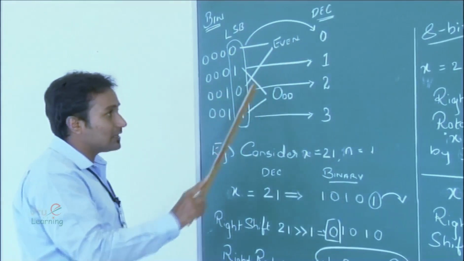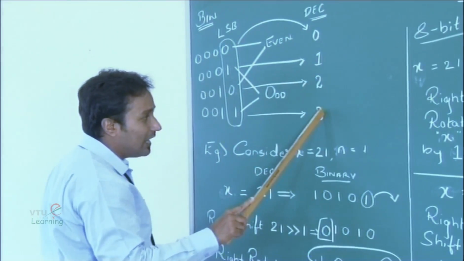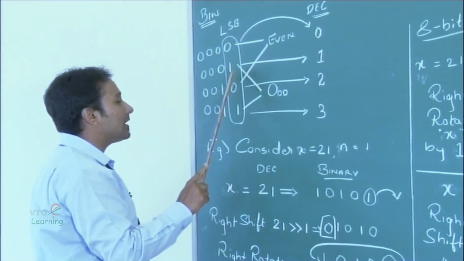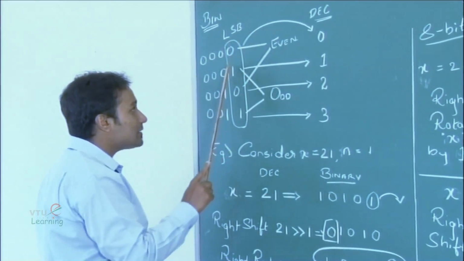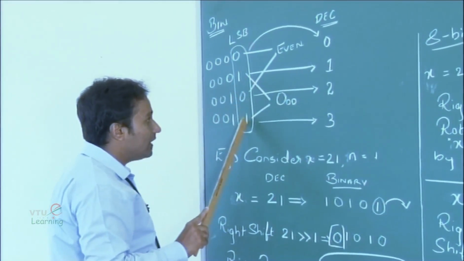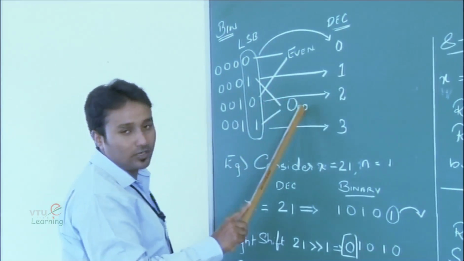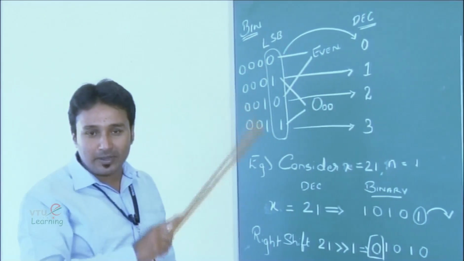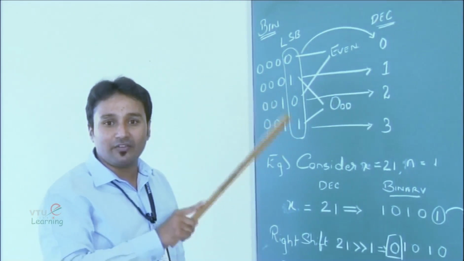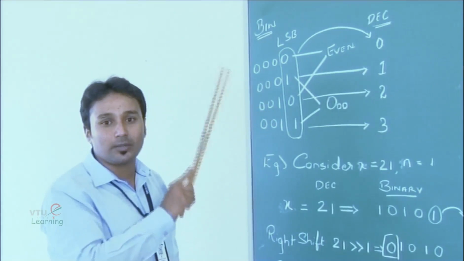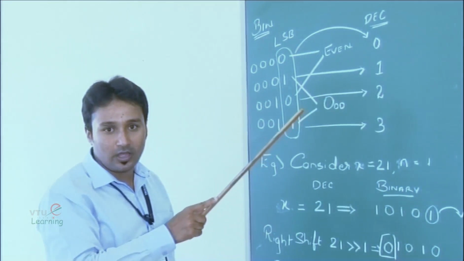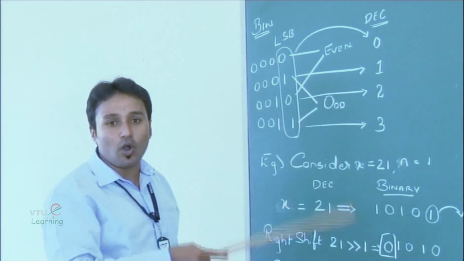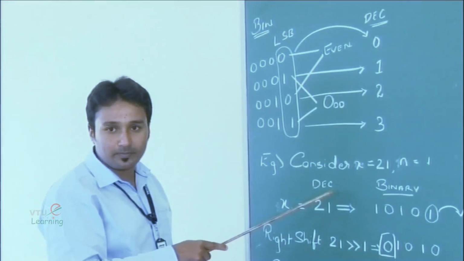In the same way, the numbers 1 and 3 are considered to be odd. Let's look into the binary representation. Since the LSB is 1 and 1, we call them odd numbers. Whenever we have LSB as 0, those numbers are said to be even. Whenever the LSB is 1, those numbers are said to be odd. Having this as our background, now let us move on to the actual program.